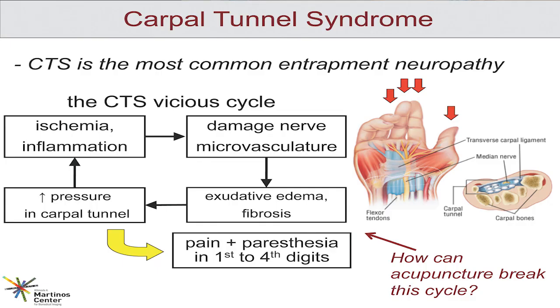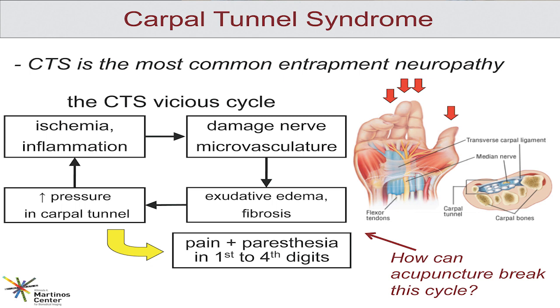So for this study, we've been working for a while looking at carpal tunnel syndrome, and carpal tunnel syndrome, or CTS, is the most common entrapment neuropathy. And so the entrapment is happening here within the carpal tunnel. This is the median nerve going through the carpal tunnel at the wrist.